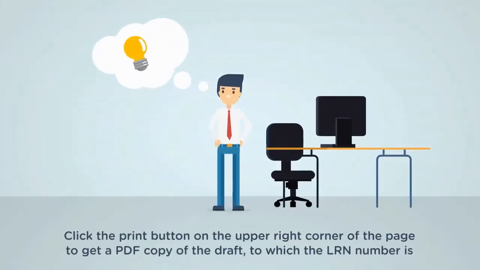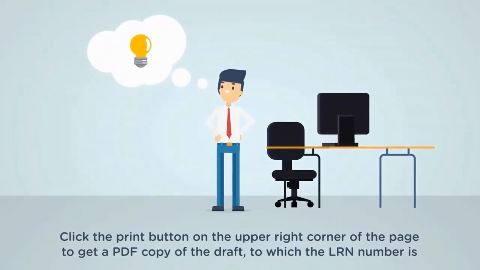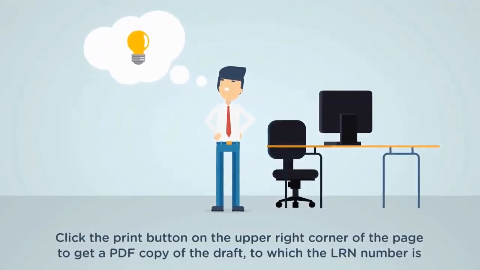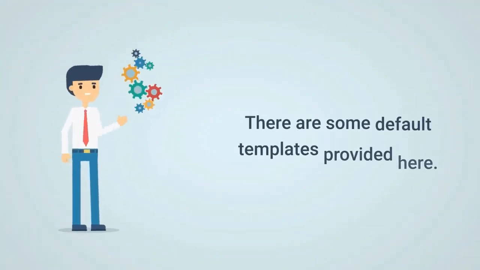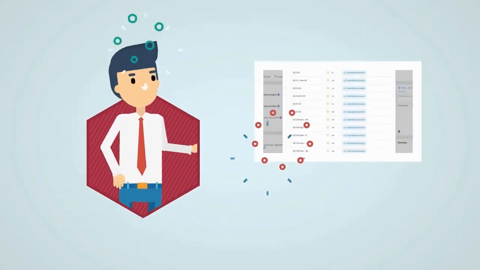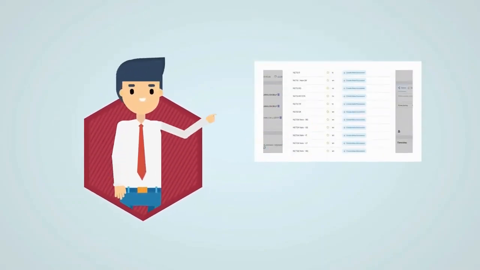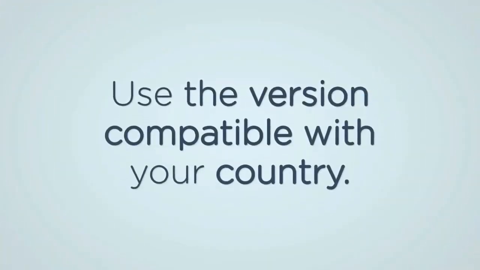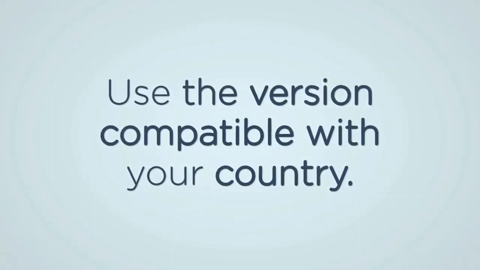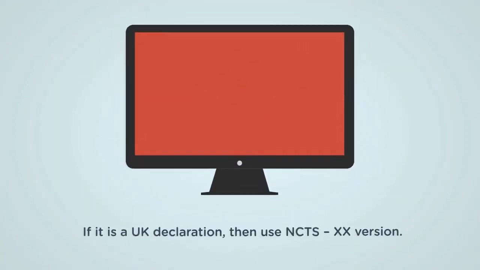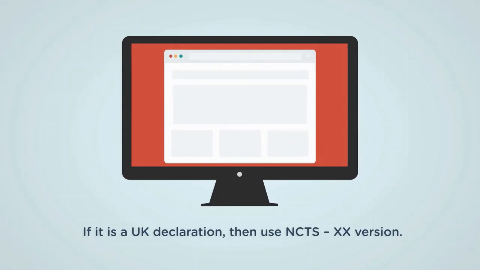Click the Print button on the upper right corner of the page to get a PDF copy of the draft, to which the LRN number is assigned. There are some default templates provided here. Use the version compatible with your country. If it is a UK declaration, then use NCTS XX version.